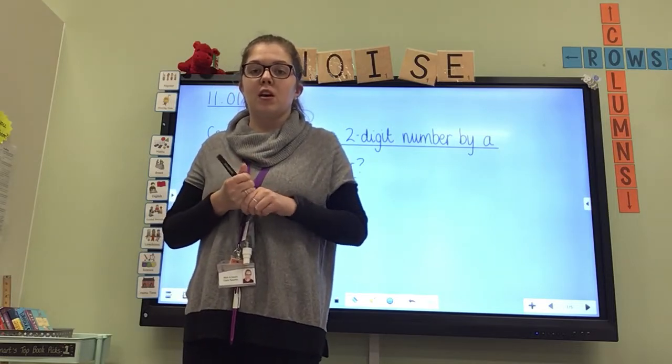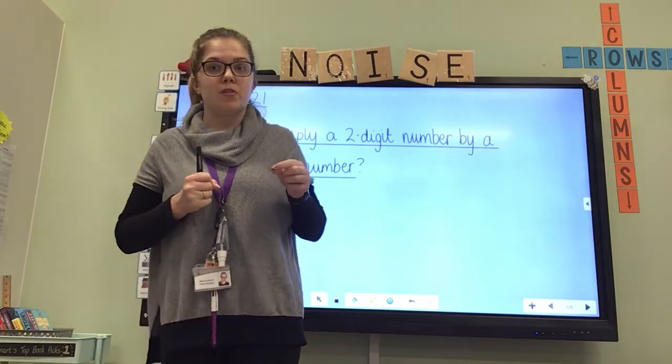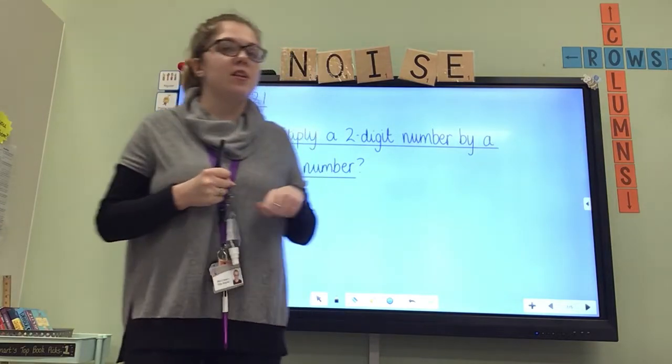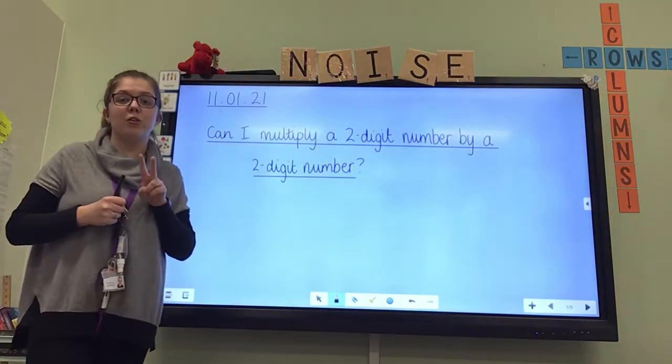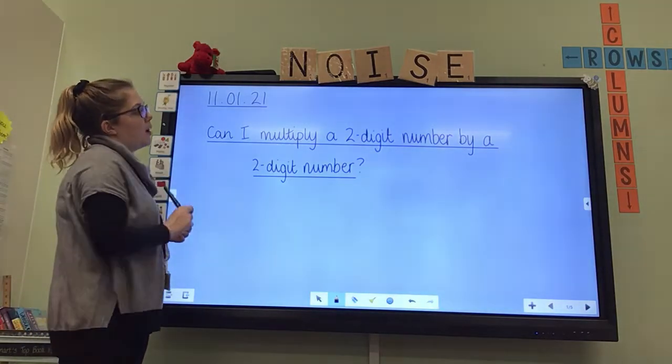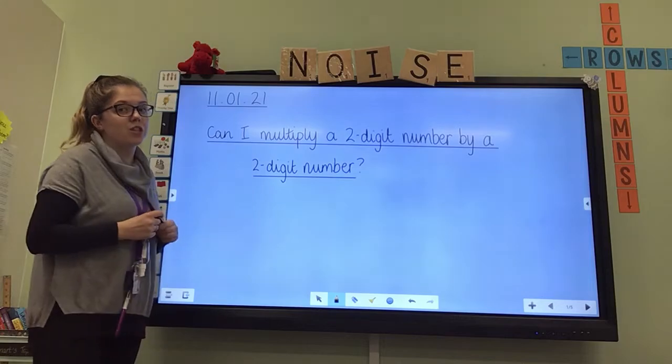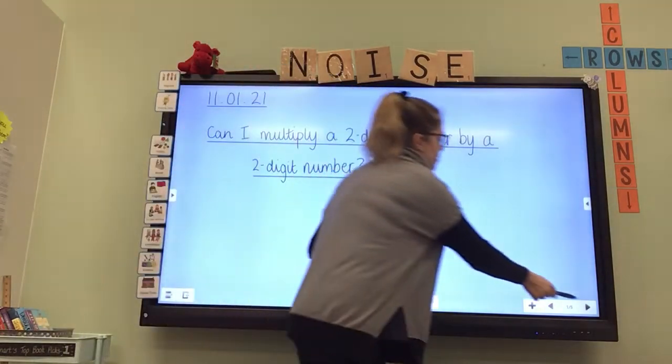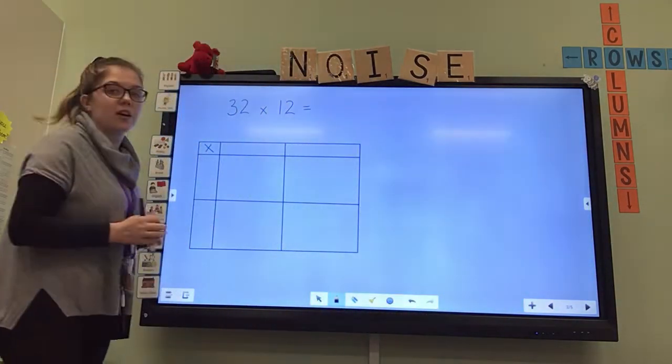I'm here today to talk you through your maths, which is multiplying, just like we were doing last week. Last week we were doing multiplying numbers by a one-digit number. This week we are moving on to two-digit numbers. So your learning question today: can I multiply a two-digit number by a two-digit number? And we're going to go straight in to our first example.